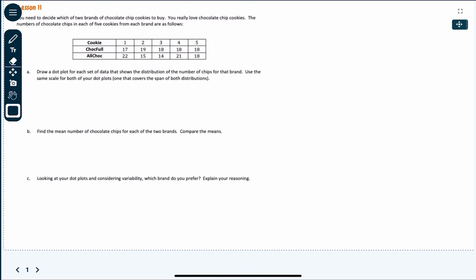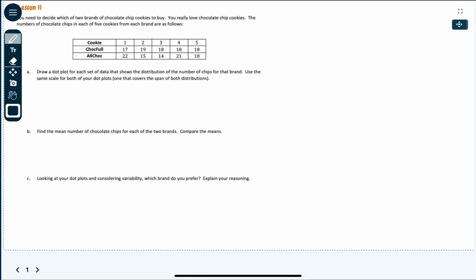Draw a dot plot for each set of data that shows the distribution of the number of chips for that brand. Use the same scale for both on your dot plot. That's the main thing. You've got to use the same scales when you're comparing. It makes it so much easier. All right, let's do it.